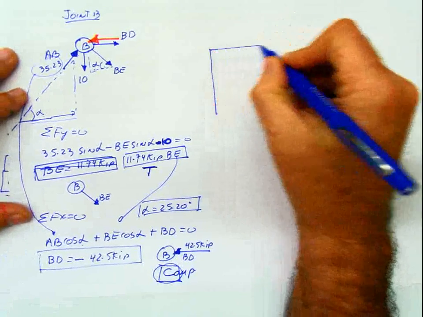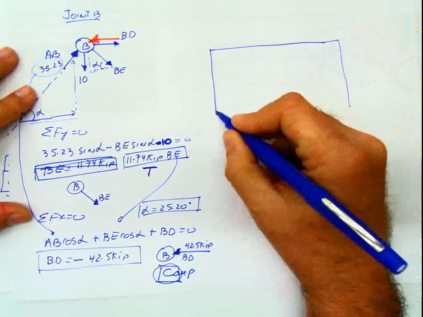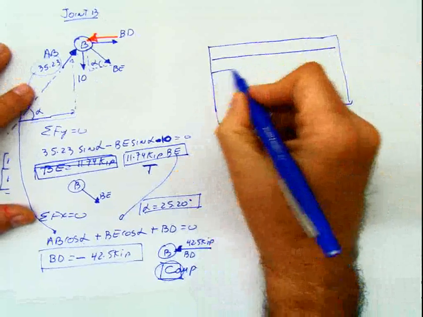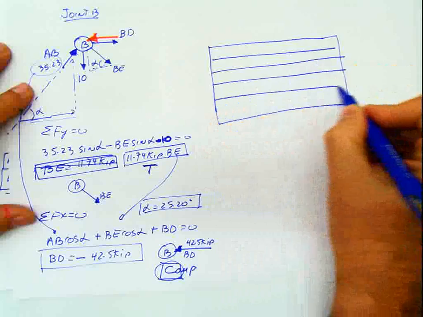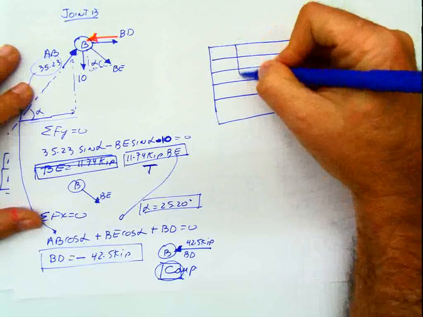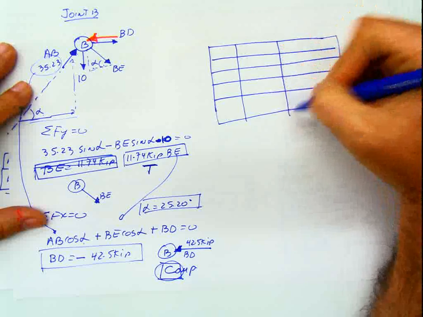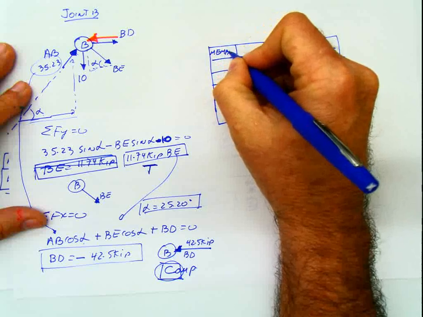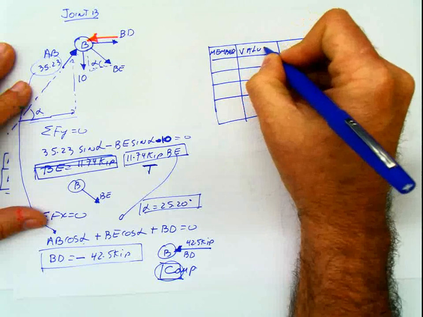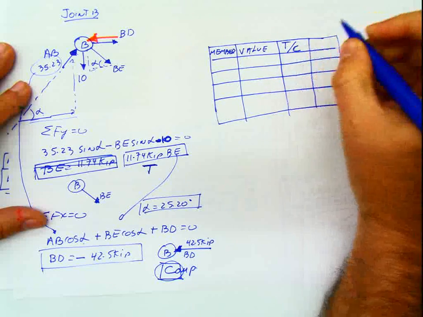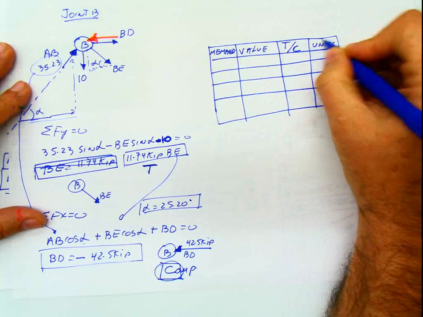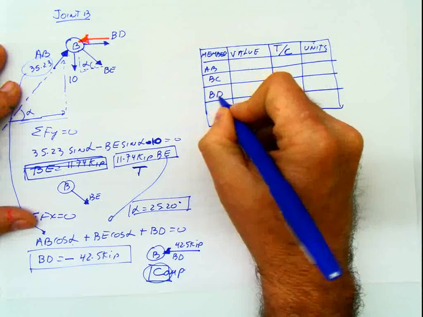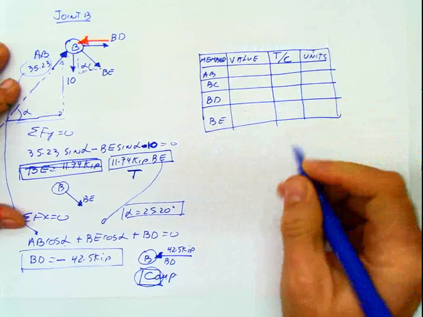Now at the end, remember, you build a summary table, and in that summary table I have 4 forces, so I need 5 rows, and I'm going to have one column for the member, one for the value, one for the tension or compression, and I'm going to add this for the units. So the members are AB, BC, BD, and BE. Those are the members that we are asked for, and we start looking for them.